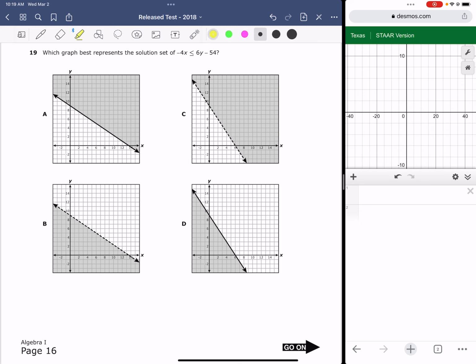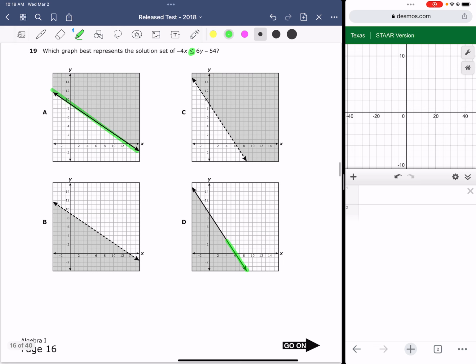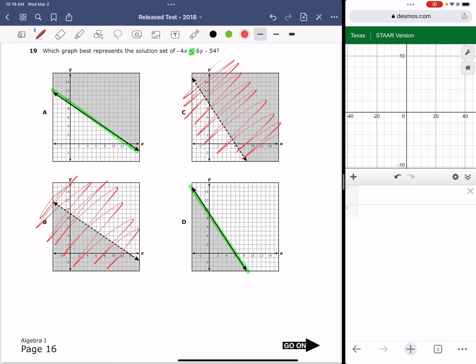The very first thing I'm going to do on this question is recognize that the inequality symbol is a less than or equal to, with the emphasis on being or equal to, which means that our line is going to be solid. The two options that have a solid line would be letter A and letter D. That means that C and B, which have dashed lines, are automatically out of the conversation.